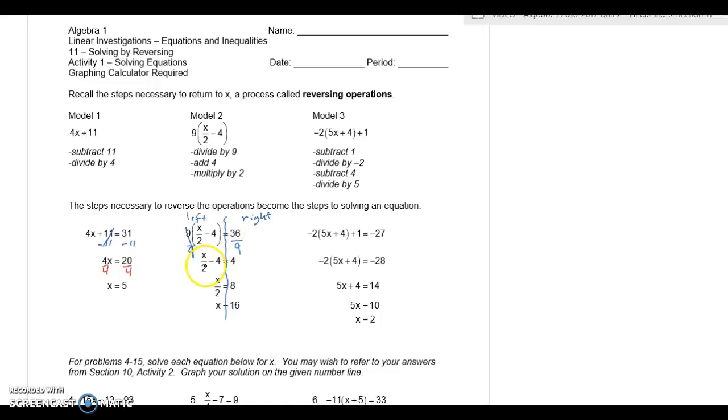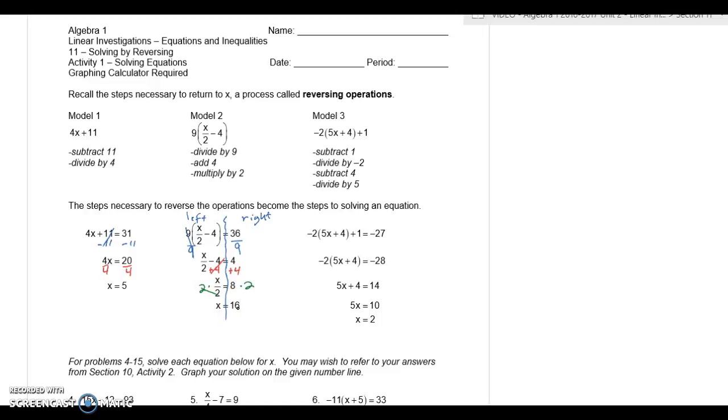All right, so we're at x over 2 minus 4 equals 4. Our second step says to add 4, so that's a plus 4 and a plus 4. So the negative 4 and the positive 4 will cancel. And I've got x divided by 2 equals 8, because that's 4 plus 4. And then I'm going to multiply by 2. And that cancels, and we get 16.